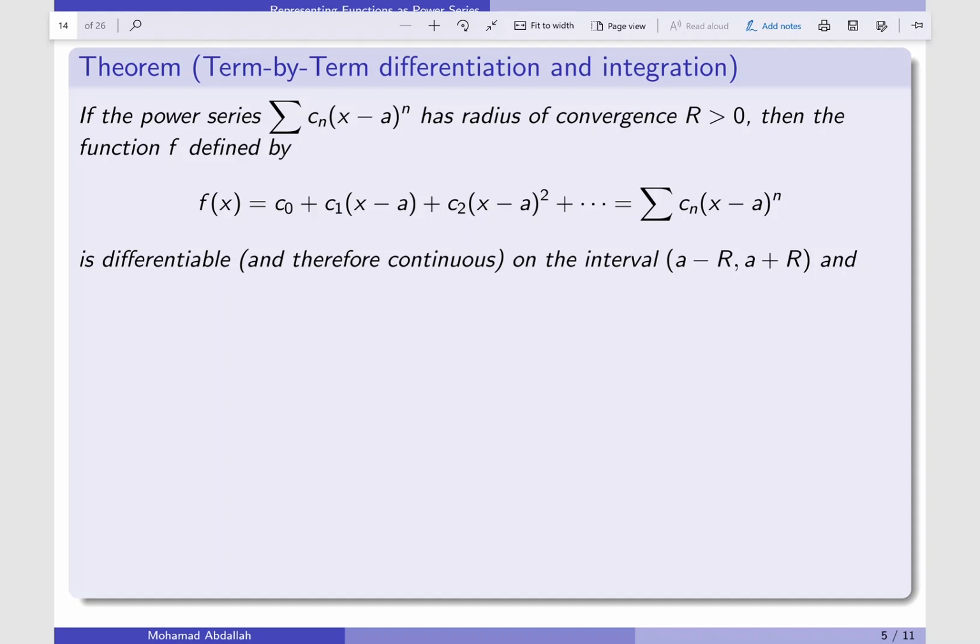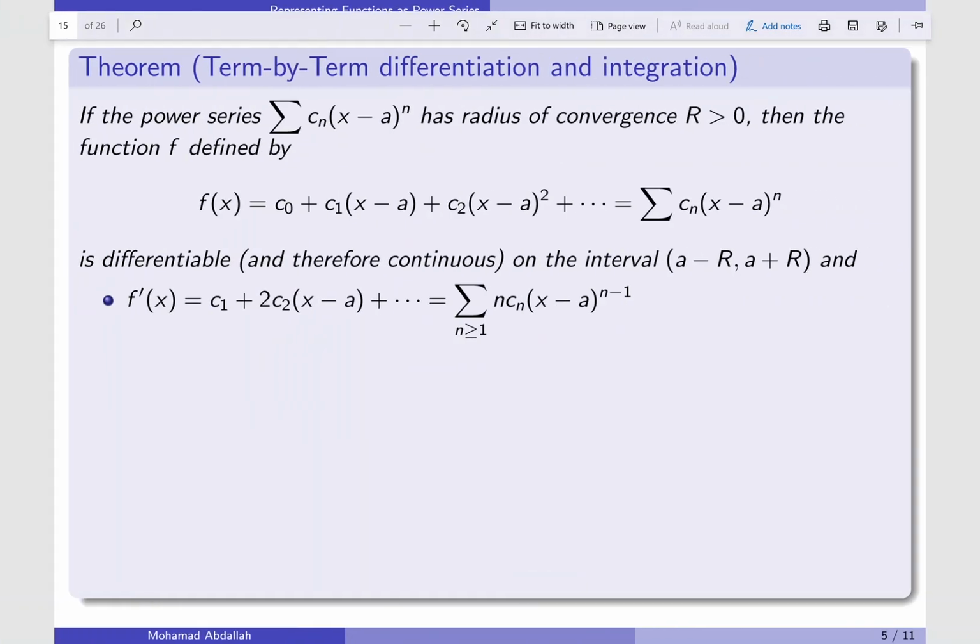So f of x can be written in this form, and if you expand it, it's c sub 0 plus c sub 1 times (x minus a), etc. We say that f of x is differentiable and therefore continuous on the interval (a minus r, a plus r). This is the interval of convergence. So the center is a and the radius is r, so it's a plus r from this side and a minus r from this side. Sometimes, I can include the endpoints, but here we're talking in general. The worst case scenario is when you cannot include the endpoints.